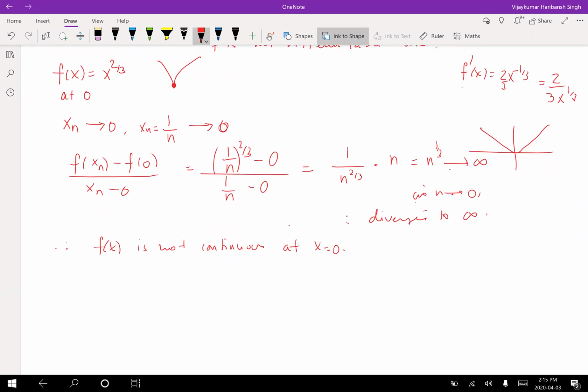Now another question. Take f from R to R. Take f of x equals to, this is an interesting question, you should try it.